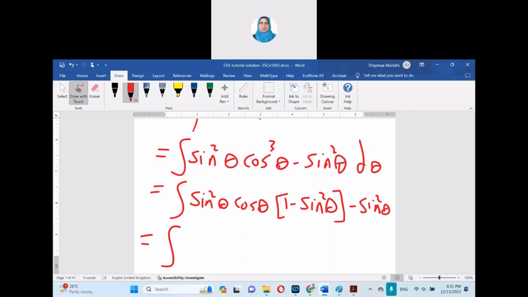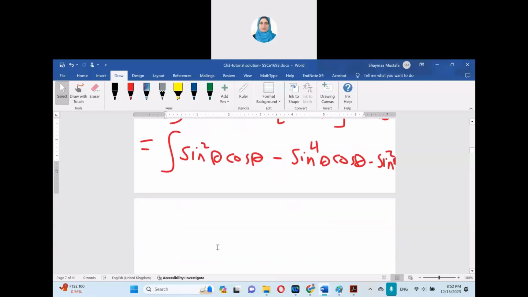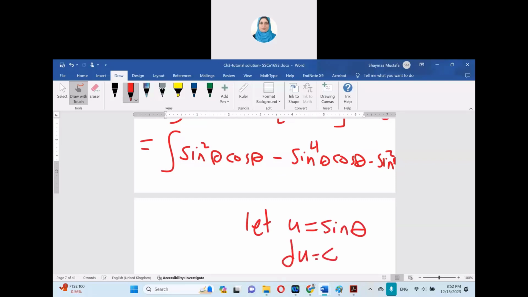So this becomes the integration of sine square theta cos theta minus sine to the power 4 theta cos theta minus sine square theta. Now this can all be solved by the substitution method. Take u for the first and second integration. Take u equal to sine theta. Then du will be cos theta d theta.